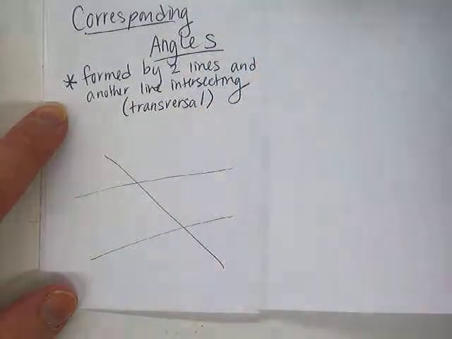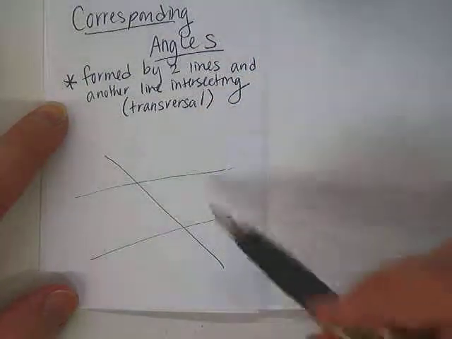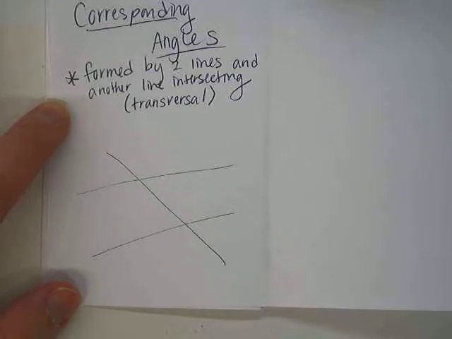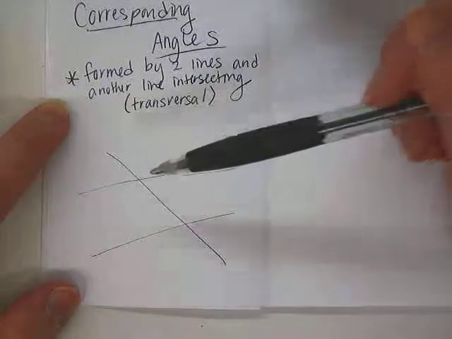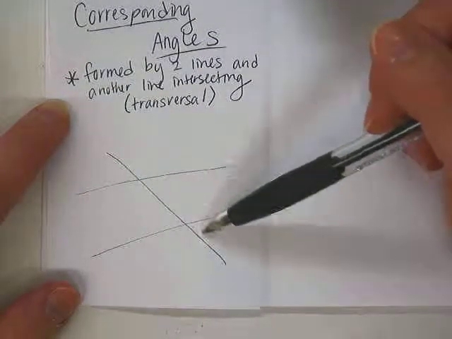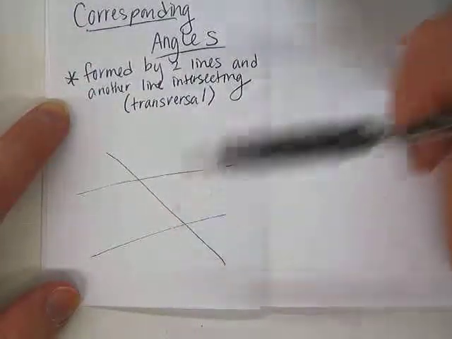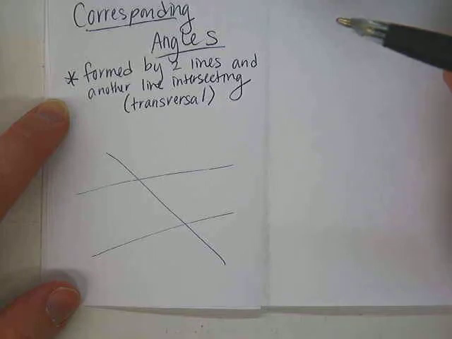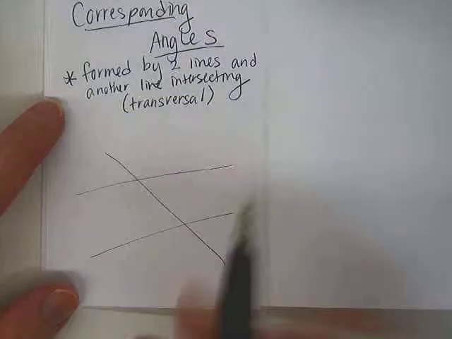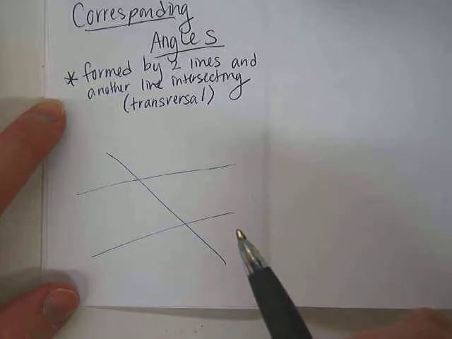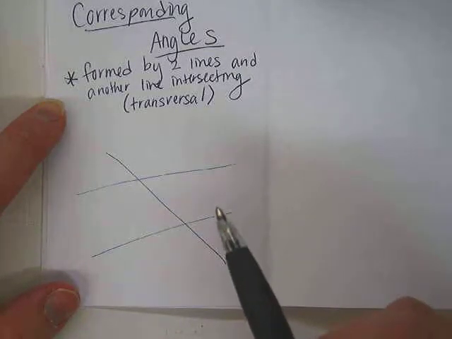Okay, so corresponding angles. How many angles were created when I drew this picture? Let's count them. 1, 2, 3, 4, 5, 6, 7, 8, right? So we created 8 angles. Corresponding angles are in a specific location to be related to each other that way.